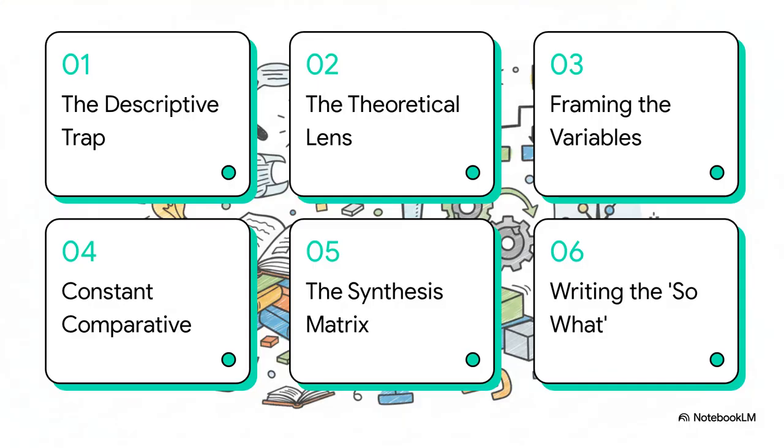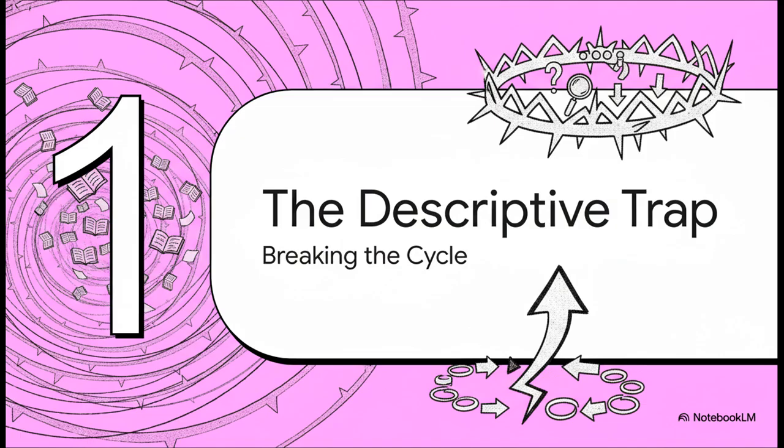Okay, let's dive right into the roadmap. We're going to go from the descriptive trap and theoretical lenses right through framing variables, the constant comparative method, the synthesis matrix, and finally, writing the big so what. Let's get to it. Starting off with Section 1, breaking the cycle of summaries and avoiding that infamous descriptive trap.